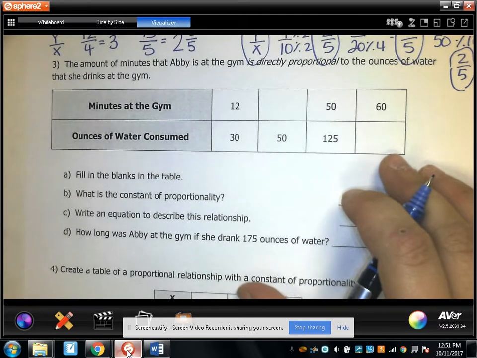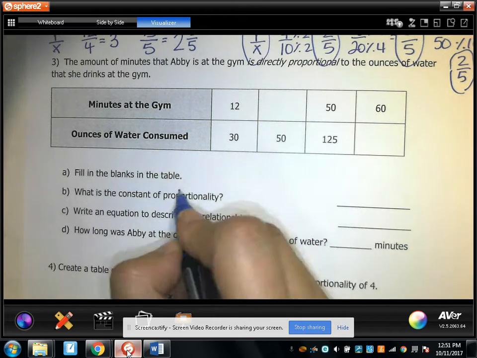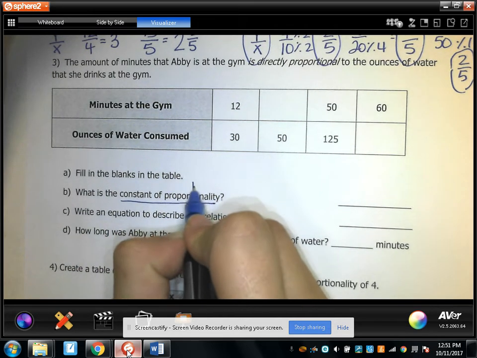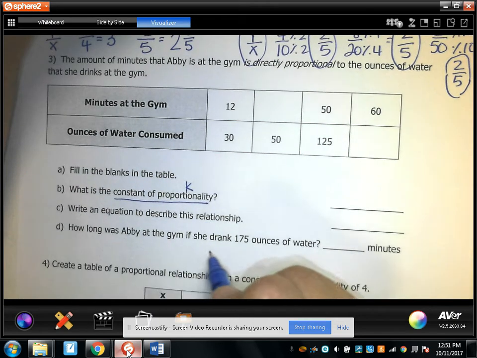All right, next one. The amount of minutes that Abby is at the gym is directly proportional to the ounces of water that she drinks at the gym. Fill in the blanks of the table. What is the constant of proportionality? In other words, what is K? Write an equation for this relationship. And how long was Abby at the gym if she drank 175 ounces of water?